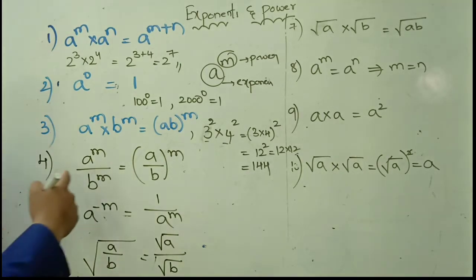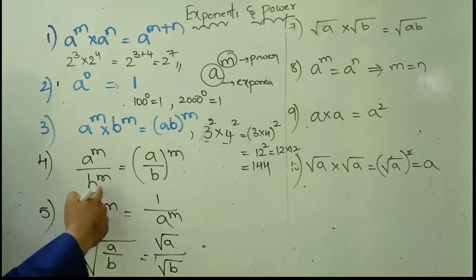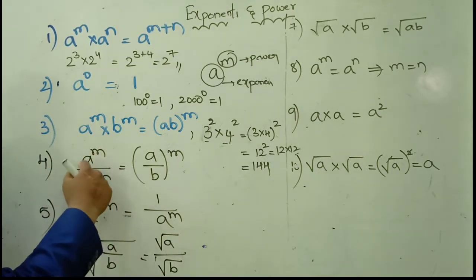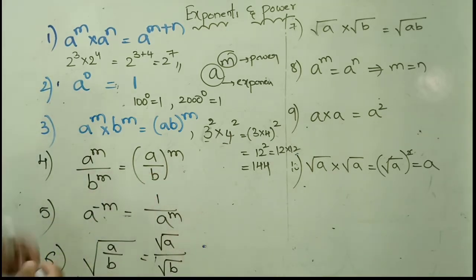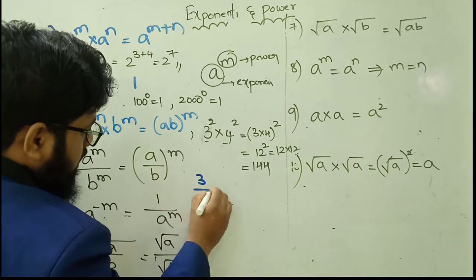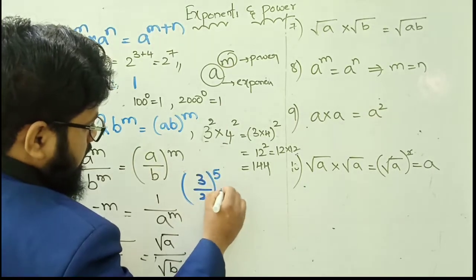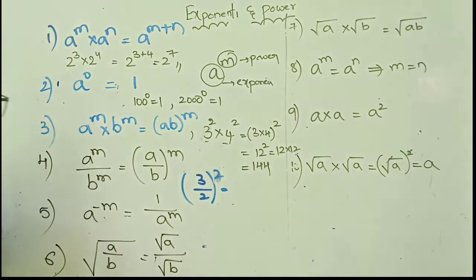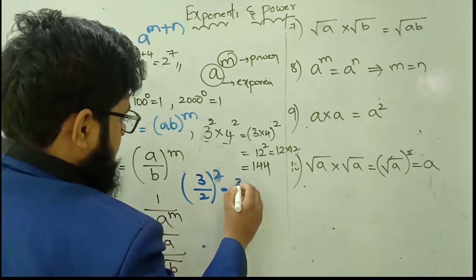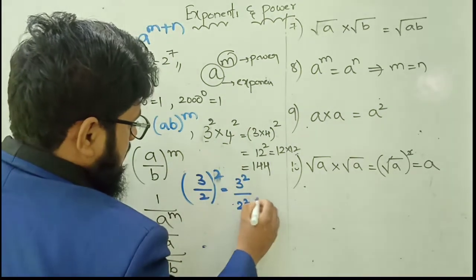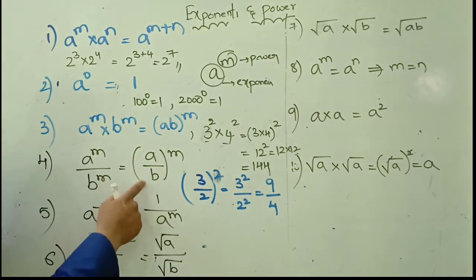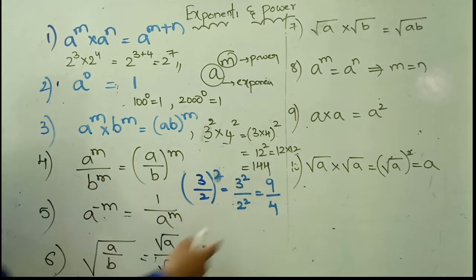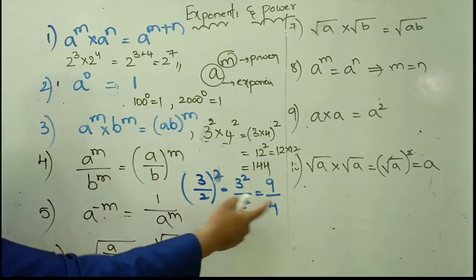Then next, a power m by b power m. How will you learn it? a power m upon b power m is equal to a by b whole power m. Then one example for you, for remembering sake: 3 by 2 whole power 2. I can write this as 3 square by 2 square. I have written it in this form, then converted it to this form and simplified it, so 3 square will be 9 and 2 square will be 4.